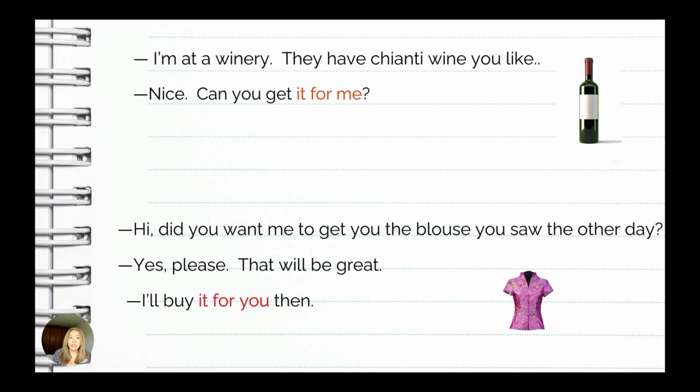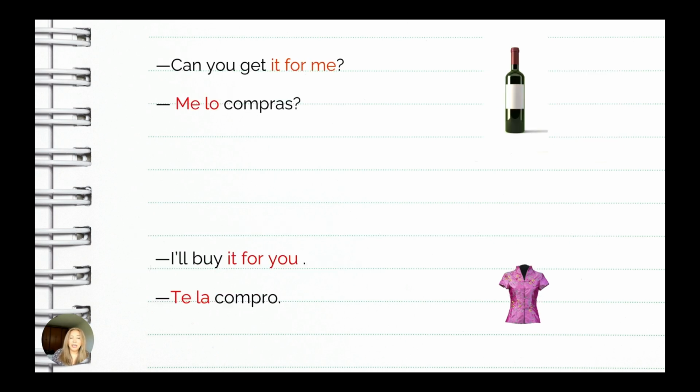And then the second example, same thing. Hi, did you want me to get you the blouse you saw the other day? Yes, please. I'll buy it for you then. See, you're using the direct and indirect object pronoun. So, what would that sound like in Spanish? Can you get it for me? That would be me lo compras.